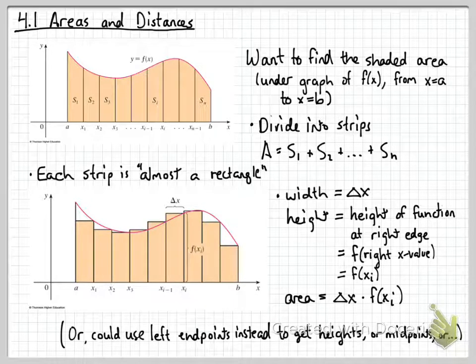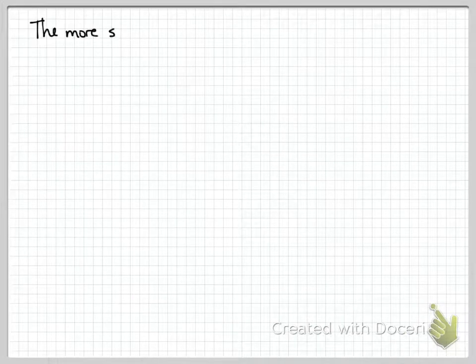So the idea is if I want that total curvy shaded area, A, I can approximate it by replacing each strip with a rectangle of area delta x f of xi, and then add all of those up, and that gives me approximately the area I want. It's not going to be exact, but it'll be approximately right.